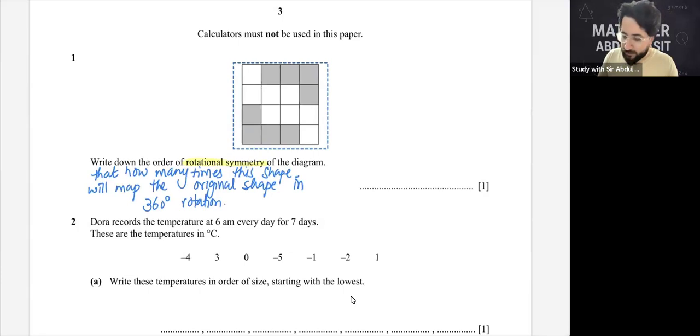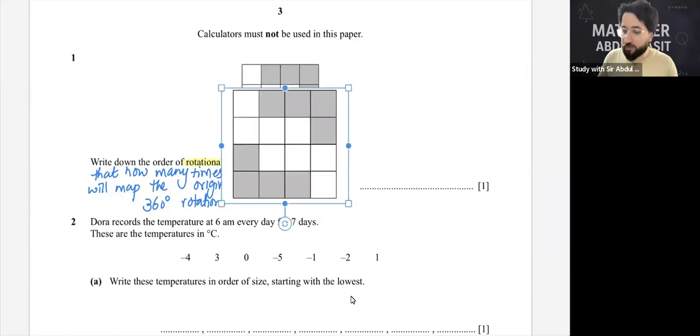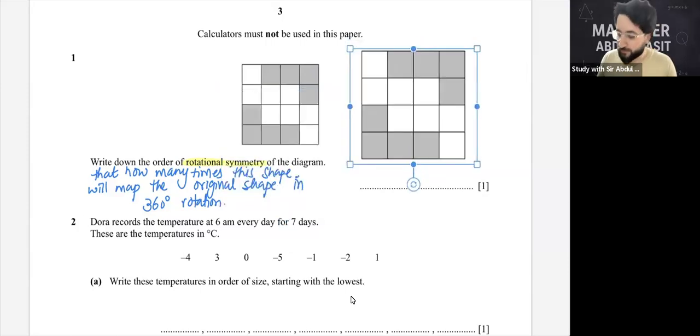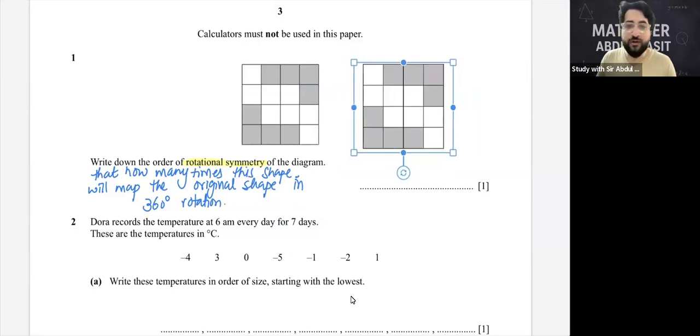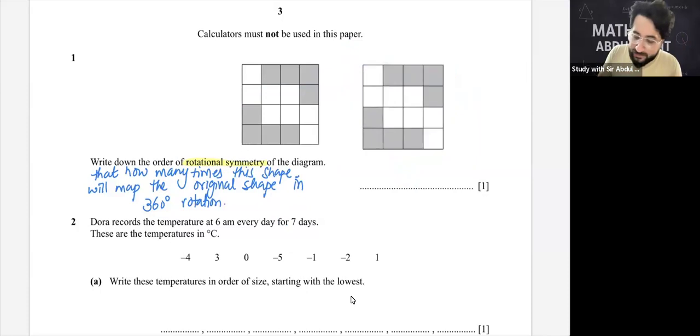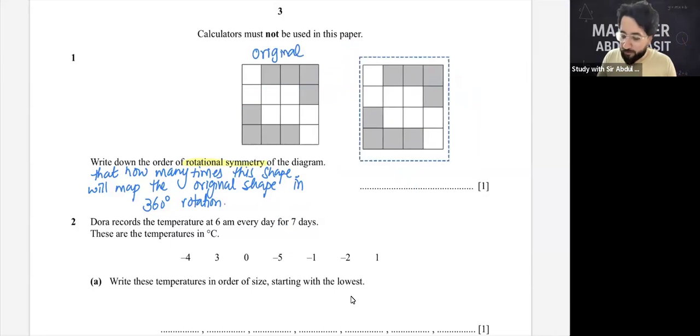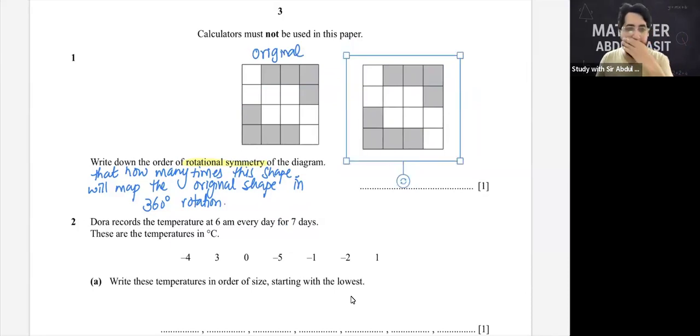Just give me a second so that I can give you a better idea on this. I hope all of you can see the other shape. Yes or no? Now I want to rotate this shape through 360 degrees and see how many times it maps the original shape. This is my original shape, and I'm going to check how many times this shape can map the original one.